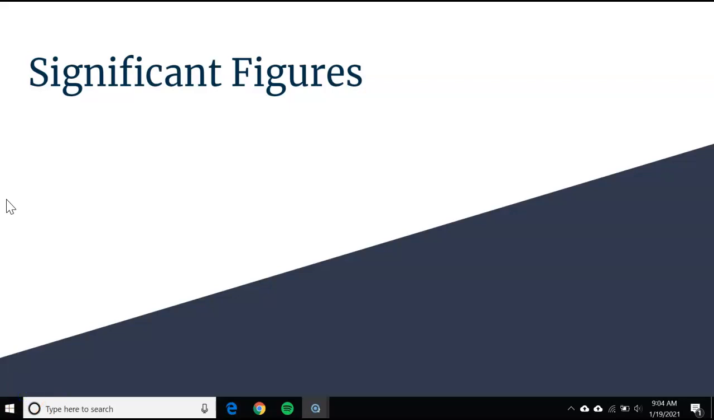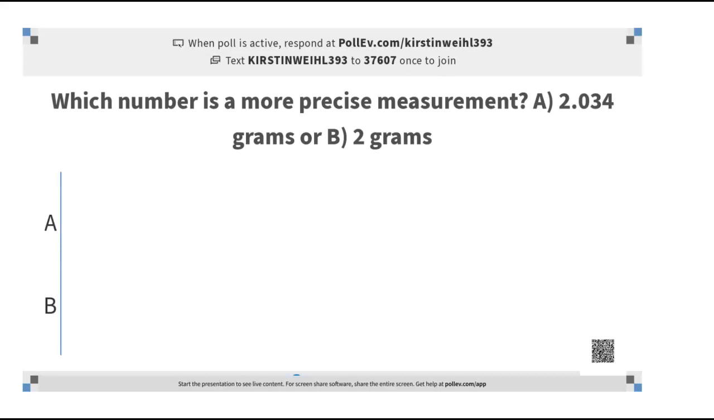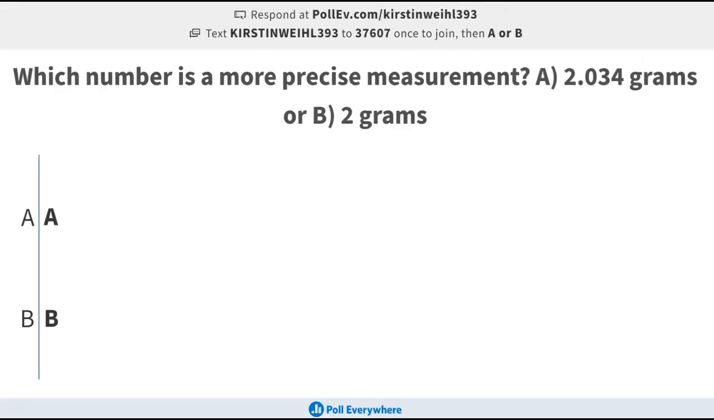This tutorial video is going to be about significant figures. Significant figures are numbers, and how you round or present numbers, that represent how accurate your measurement was. So for example, in a lab experiment where you are measuring the mass of something, you might have a scale that can measure all the way to the thousandth place, in this case 2.034 grams.